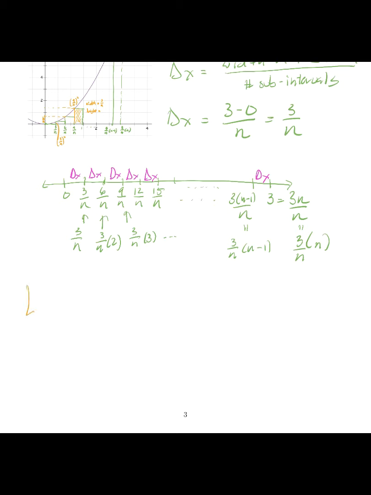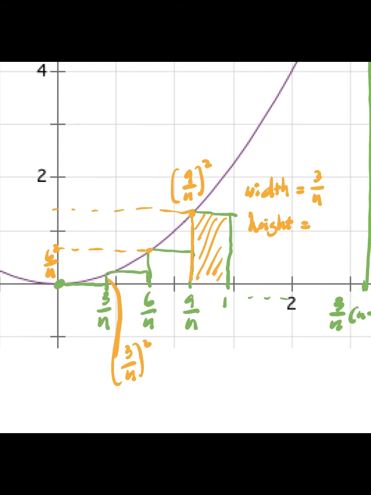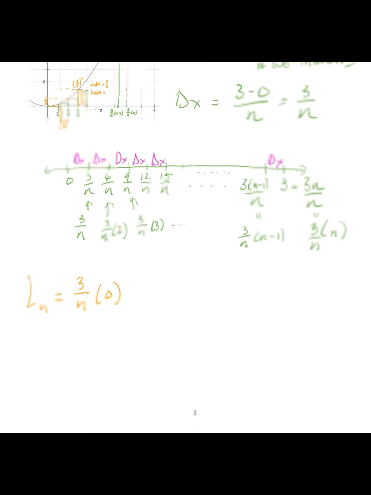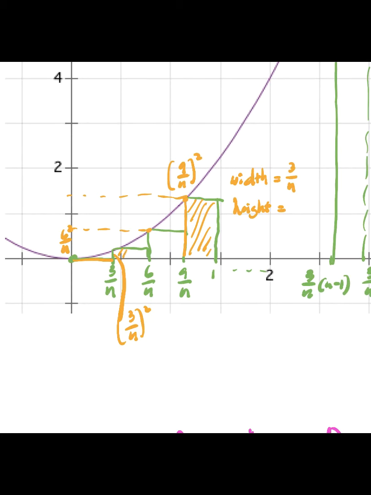This gives us that left-hand sum. Well, the first rectangle had width 3 over n, and it actually had height 0. That was this rectangle up here, because we started with left-hand endpoints. Then we got to a rectangle that had width 3 over n and height 3 over n squared. That's this second rectangle right here. It has width 3 over n, and the height is the output of the function here at 3 over n.